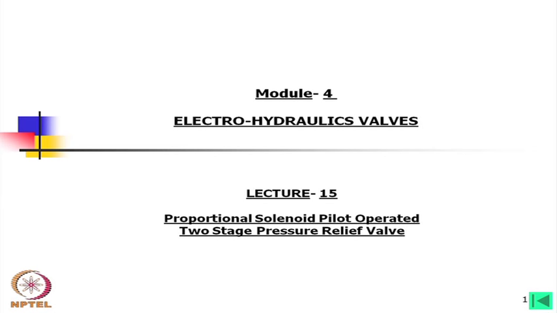Now, we know about the pressure relief valve, then two stage means there is main stage and pilot stage. Pilot stage can be compared with direct pressure relief valve, and when that stage is associated with main stage, then this must be operated by something and it is called pilot operated, and in this case operation of that pilot stage is done by proportional solenoid.